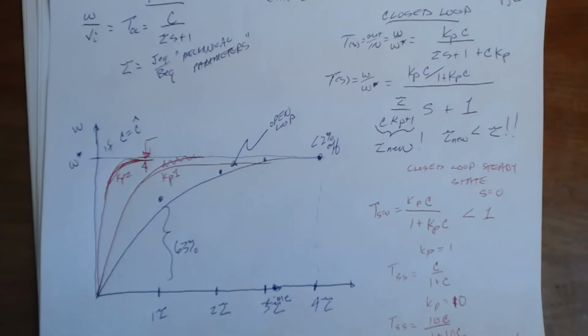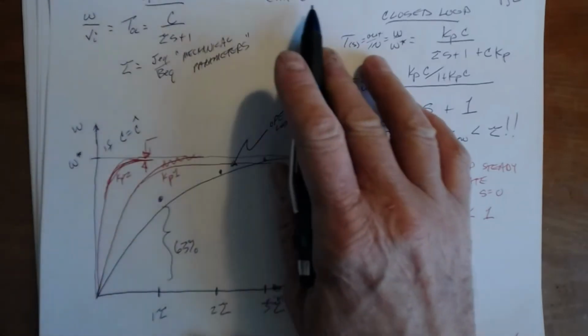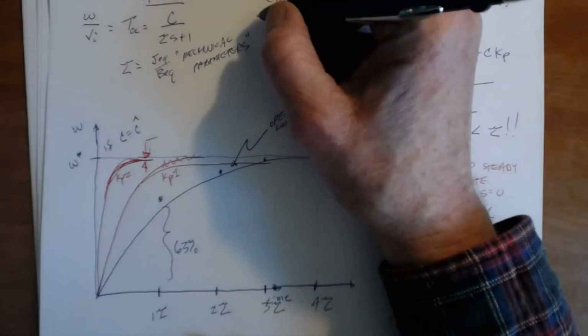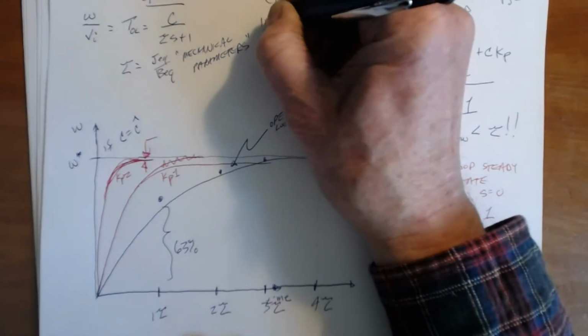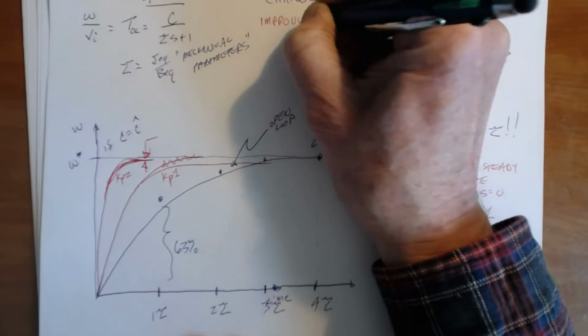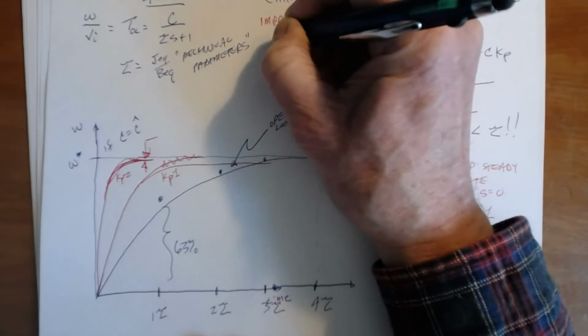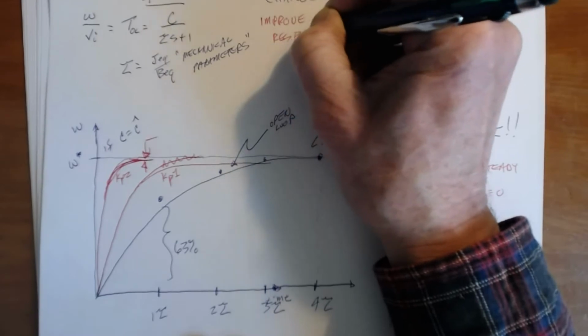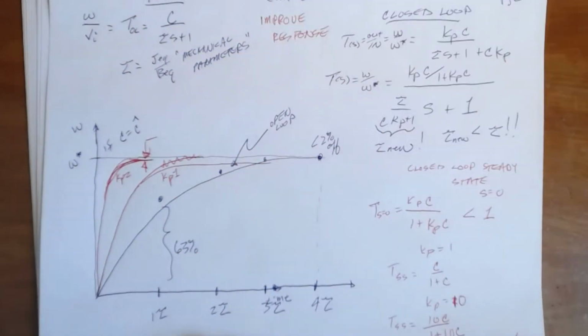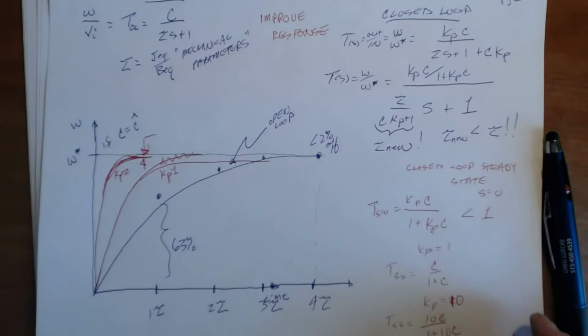So how does feedback change the dynamic response? It can improve the response. Well, we'll find it can improve the response, but we'll find that that isn't always the case.